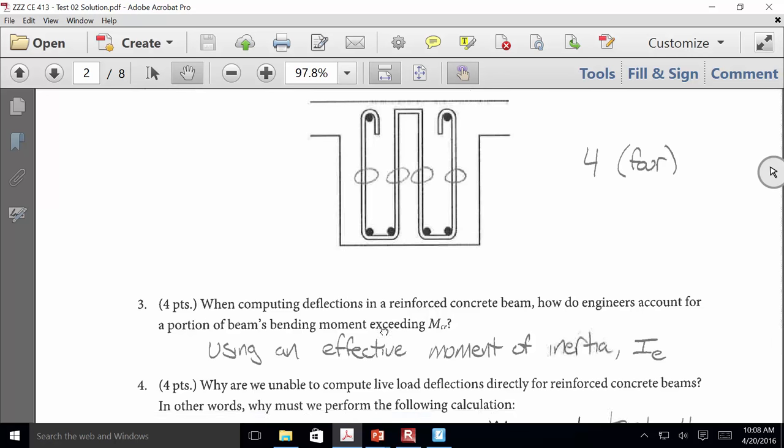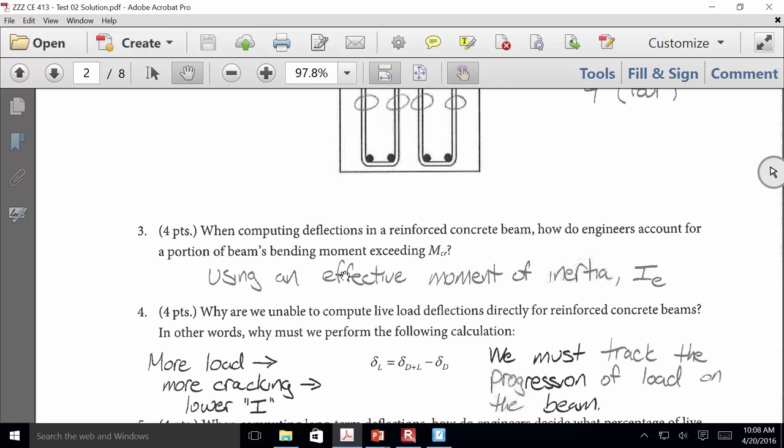All right, number four. You could have put anything really that related to this. Some people put stage construction. People put more beam, more cracking, or more load, more cracking. The idea is that the more load you apply, the more cracking you get, so you get a lower moment of inertia. Because of that, you have to track the load progression throughout the beam. More load equals lower moment of inertia. So anything to that effect, you got full credit.